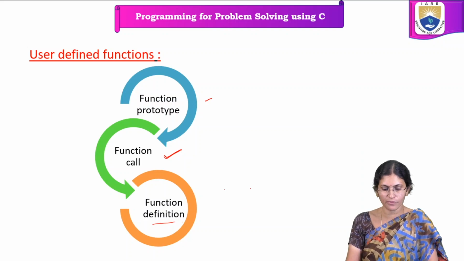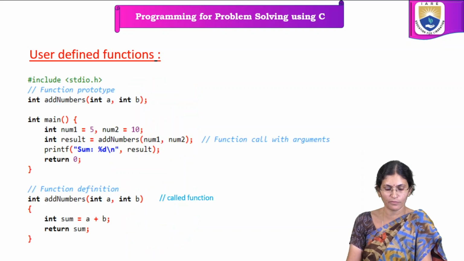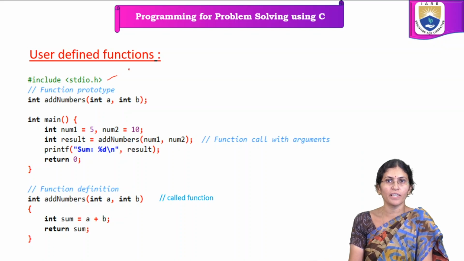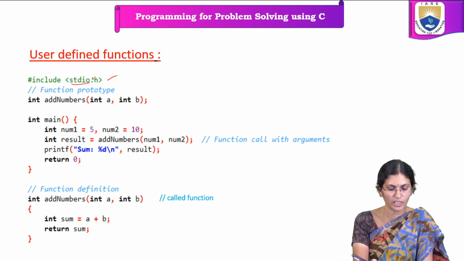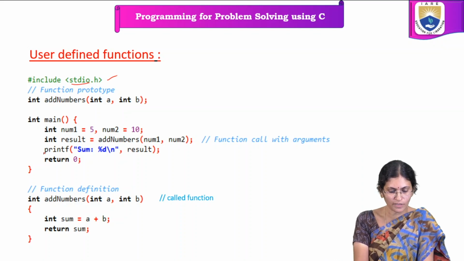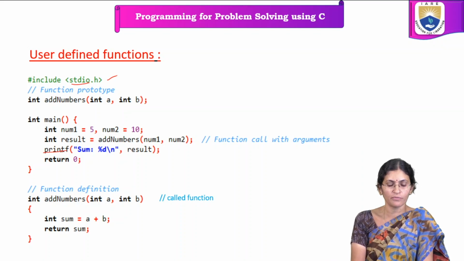Let us understand these different elements of user-defined functions with the help of one program here. First we need to include the header file in order to make use of the printf and scanf functions. These functions are defined in the stdio.h header file. These are the built-in functions which we are using. Printf is a built-in function.